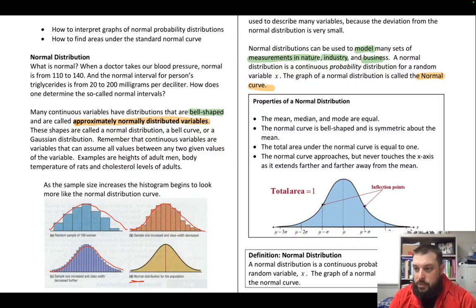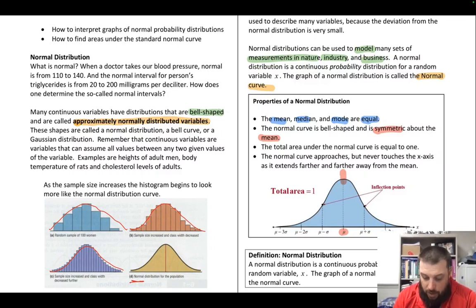A couple of properties we talk about here. We've talked about mean, median, and mode. They are all equal in normally distributed data because it's roughly symmetrical, and in theory perfectly symmetrical, which means mean, median, and mode are all found exactly at the center. Remember that's our symbol for mean. And it is symmetric about the mean.